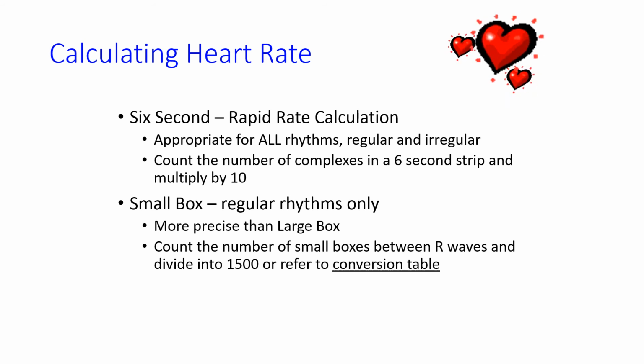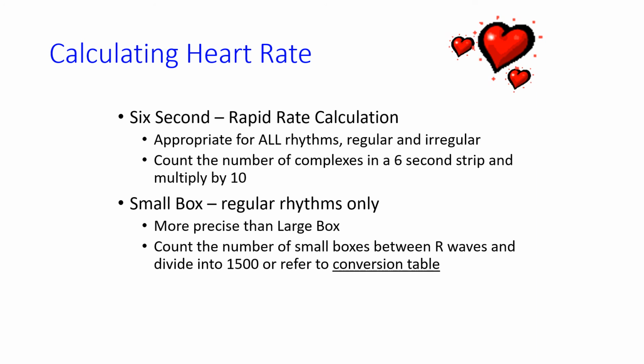So you count the number of small boxes between R waves, from one R to the next R, and then divide it into 1500. Or an easier way is to use the conversion table. If you have your book, you should have your book while you're doing this, and open to the back of the book, and there is a conversion table. If you don't have a detachable one, there's one in the back of the book.